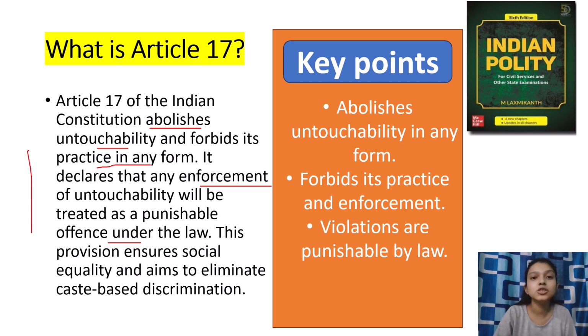It is highly punishable under the law. If you commit such a crime, you are punishable under the law. This provision ensures social equality and aims to eliminate caste-based discrimination. So this is the aim of Article 17, that is to eliminate caste-based discrimination. Now we will understand the key points. Abolishes untouchability in any form. So what is the duty of Article 17?